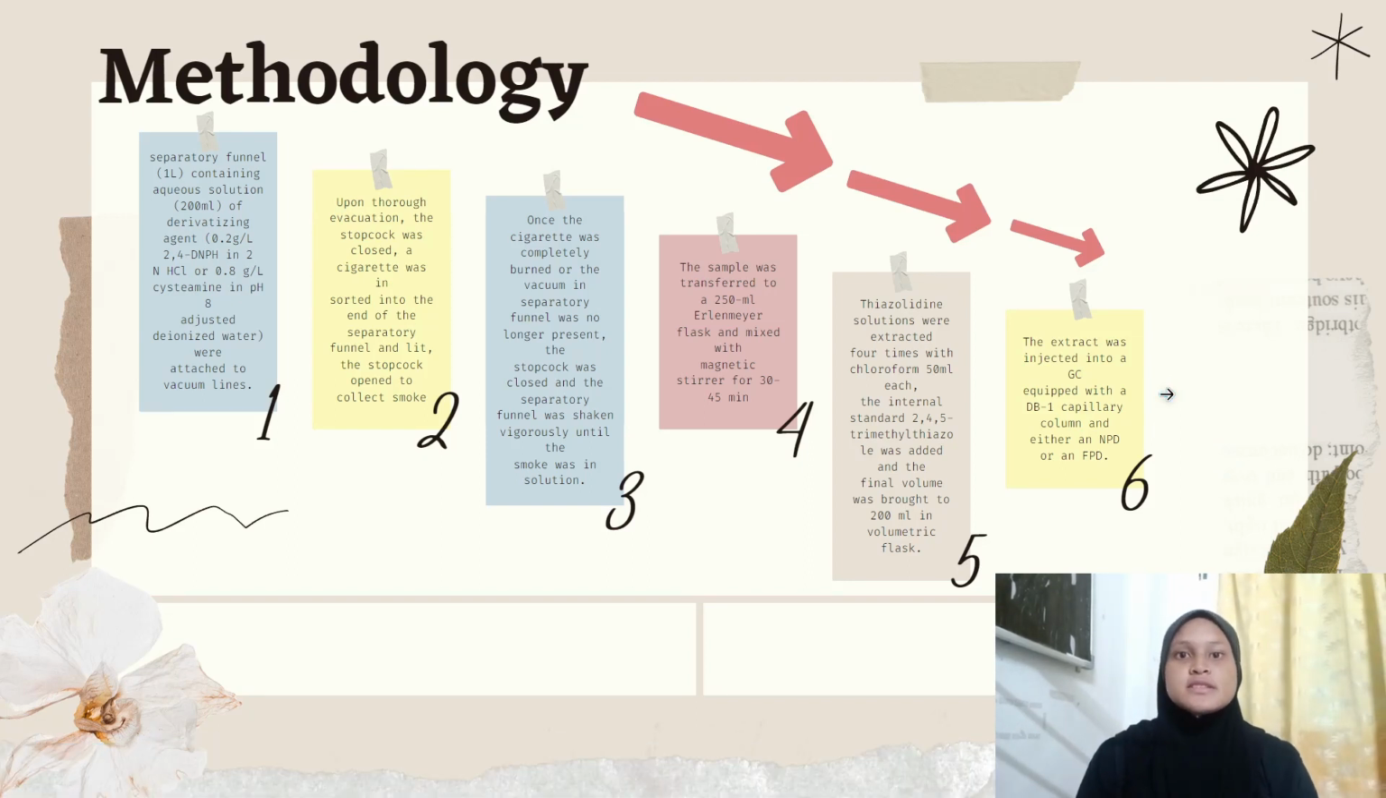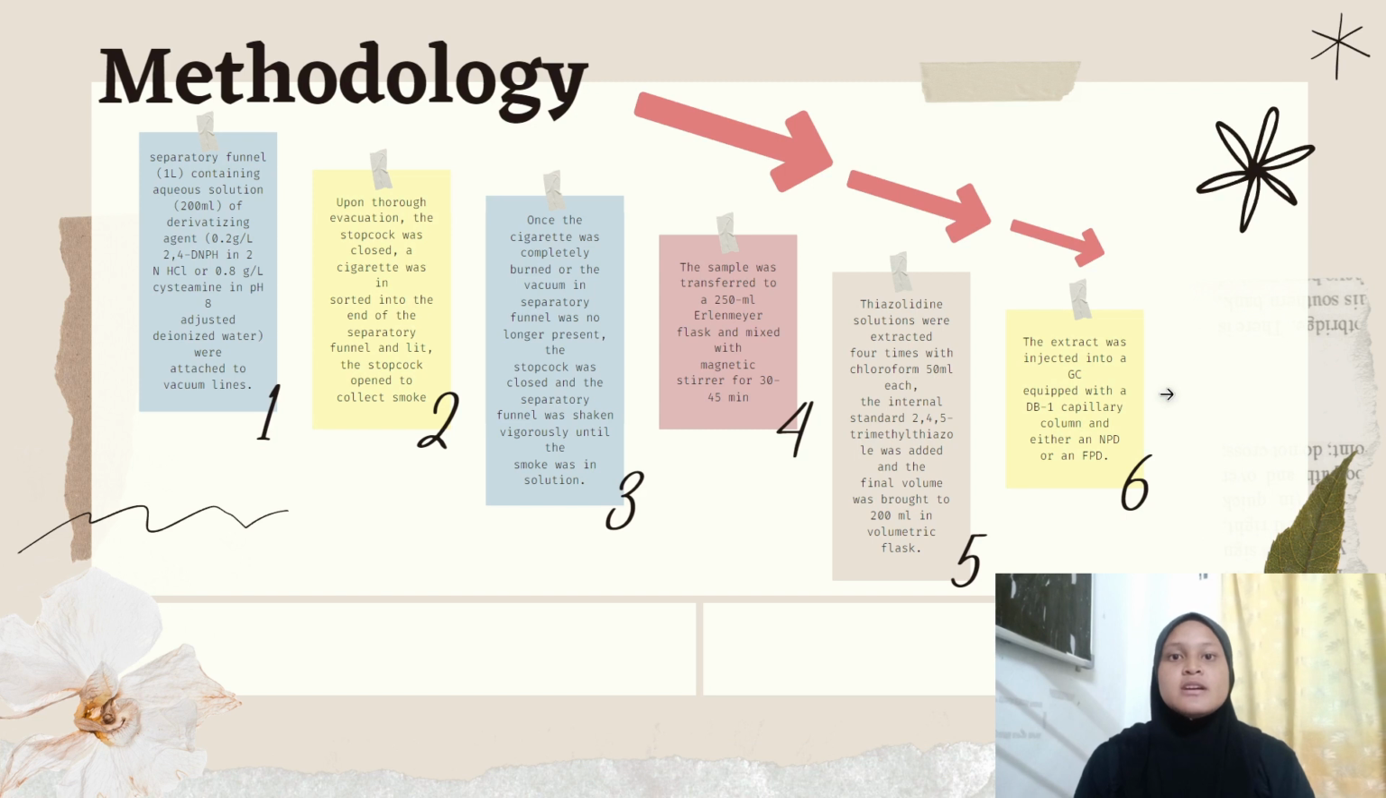For the first method, the separatory funnel, 1 liter containing aqueous solution, 200 ml of derivatizing agent, were attached to a vacuum line. Next, after evacuation, the stopcock was closed. A cigarette was inserted into the end of the separatory funnel and lit. The stopcock was opened to collect smoke. Next, once the cigarette was completely burned or the vacuum in the separatory funnel was no longer present, the stopcock was closed and the separatory funnel was shaken vigorously until the smoke was in solution.